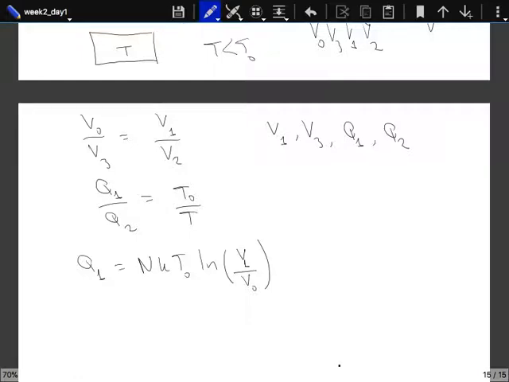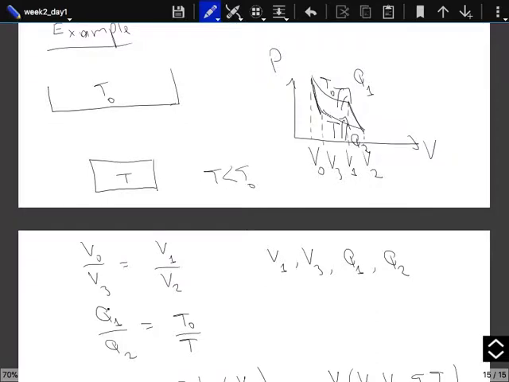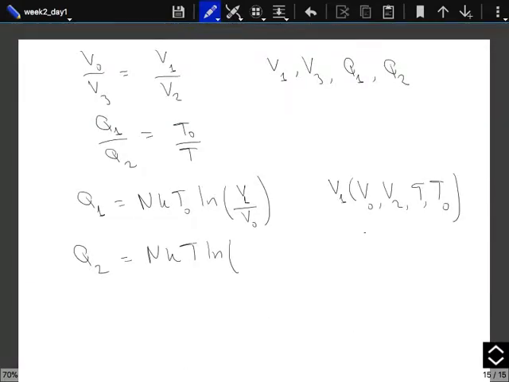So how can we express V1 in terms of V0, V2, and the temperature? As a function of V0, V2, T, and T0. This is what I would like to obtain, so that I will know what Q1 is. And Q2 is similarly nkT logarithm of V2 over V3. If I can express V3 as a function of V0, V2, T and T0, I know how much heat I can extract at a given step.